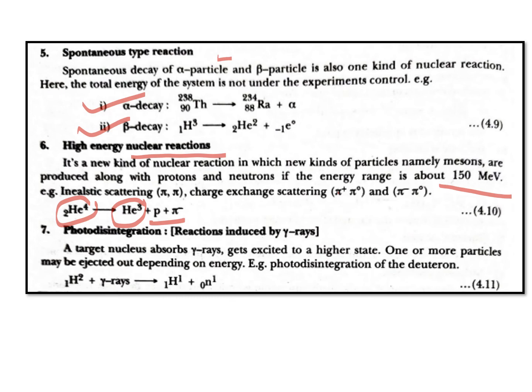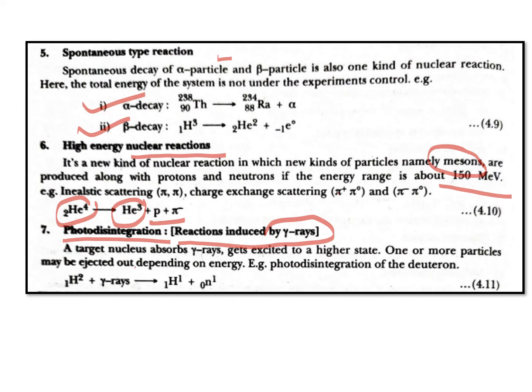Sometimes when the nucleus is split, it produces meson-like structures, mesons, pions. At that time, very high energy is produced. In addition to that, there is photodisintegration. In this reaction, gamma rays induce the reaction. Photo means photon. Disintegration means breaking apart.